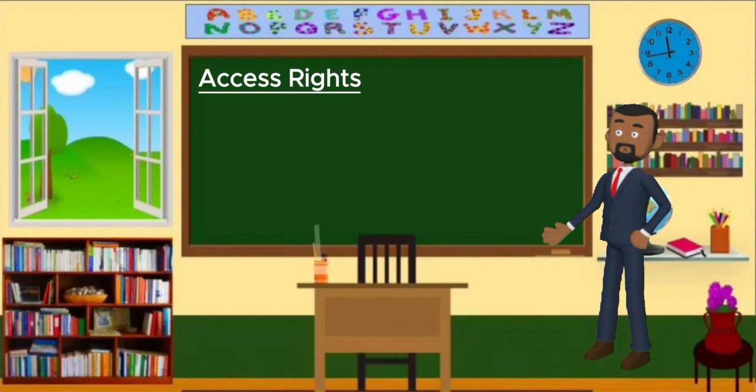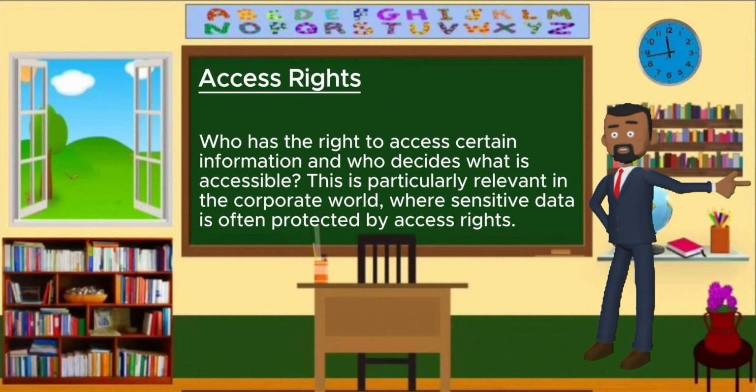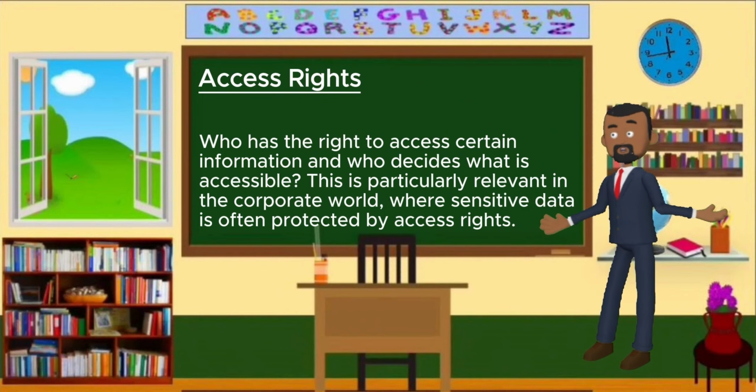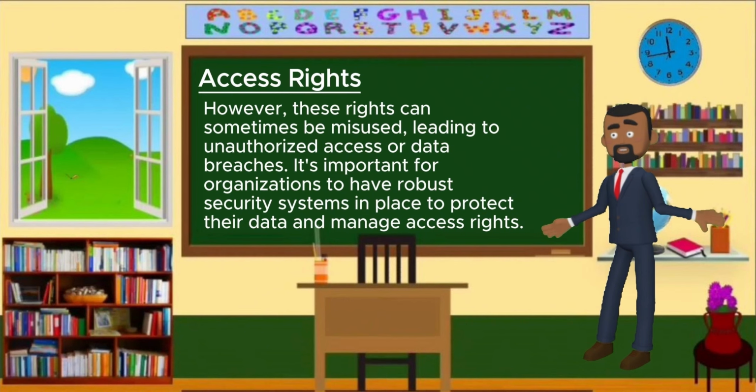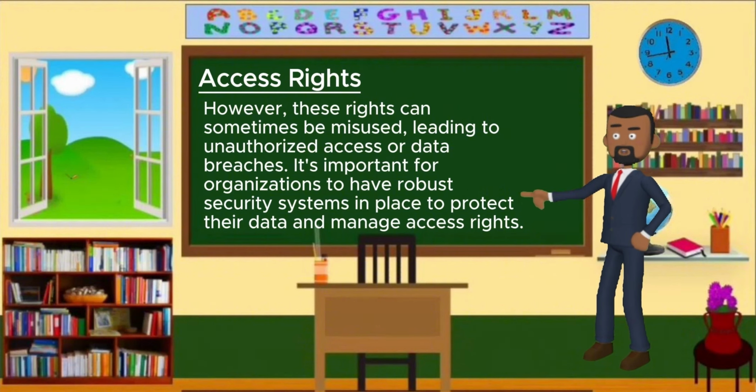Next, we have the issue of access rights. Who has the right to access certain information and who decides what is accessible? This is particularly relevant in the corporate world, where sensitive data is often protected by access rights. However, these rights can sometimes be misused, leading to unauthorized access or data breaches. It's important for organizations to have robust security systems in place to protect their data and manage access rights.